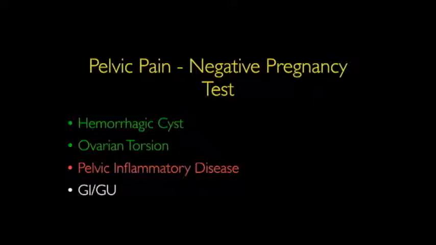There are a lot of things which can cause pelvic pain. However, I'd like to take this limited time to really discuss hemorrhagic cyst and ovarian torsion, and then touch a little bit on pelvic inflammatory disease, because these three can mimic each other. Of course, there are other causes of pelvic pain, GI or GU etiology. However, we don't really have time to discuss those today.